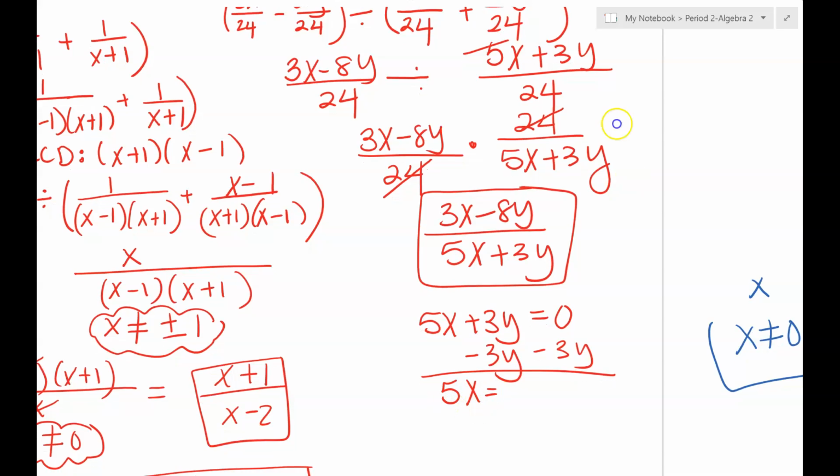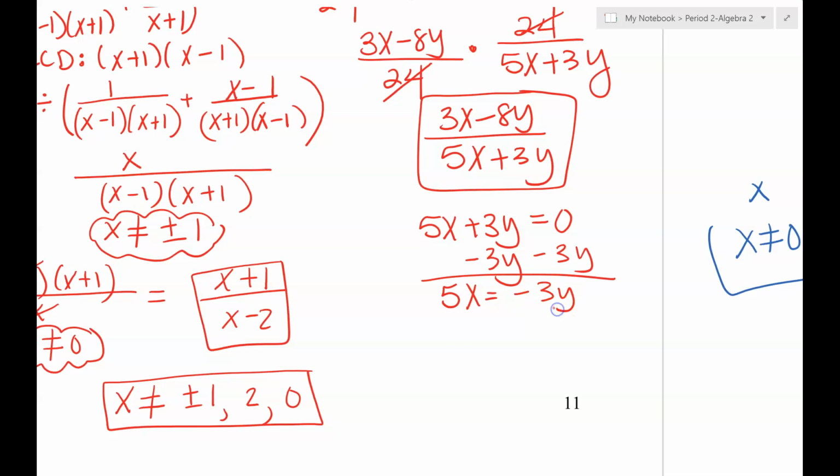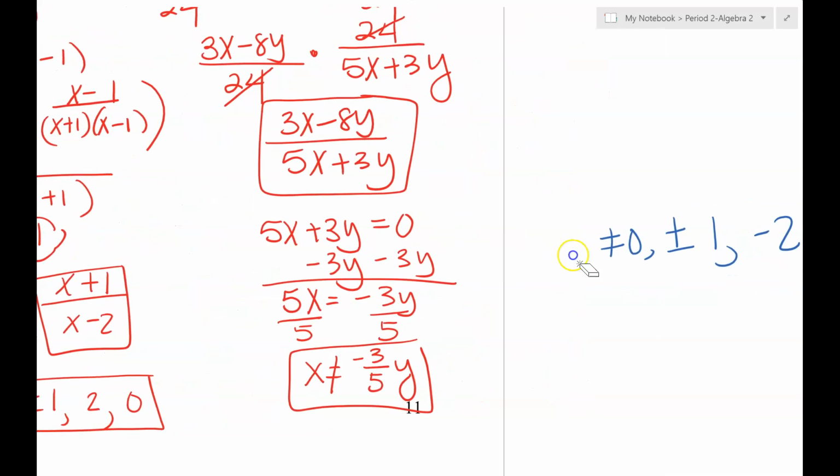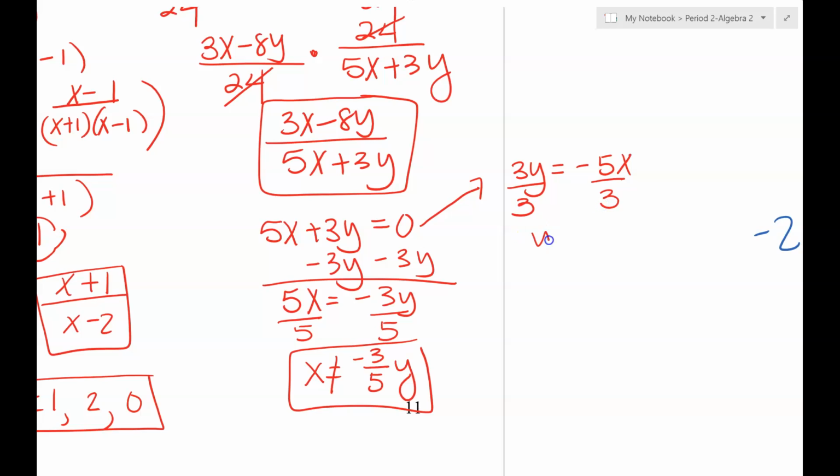That means I'm moving 3y to the other side. So this is 5x equals negative 3y. Divide both sides by 5. So that means x can never, ever be negative 3/5 of y. That's all we write with the exclusions. If you decide to solve for y, that's okay too. Then you can just move the 5x over, then divide both sides by 3. Then you can say that y can never, ever be negative 5/3 of x.